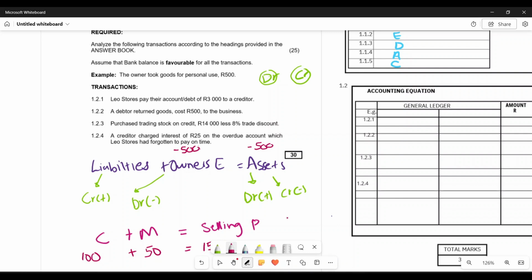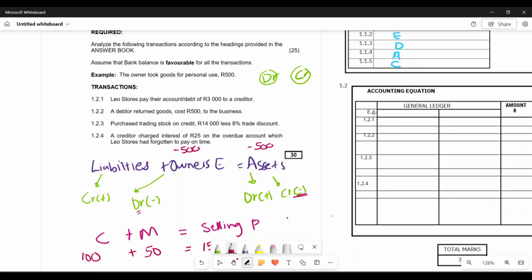Now, remember that your assets, which is your trading stock, would decrease by 500, meaning that your trading stock account, you would credit it. Here, we said your owner's equity decreases on the debit side, meaning that your owner's equity account is the one that is going to be debited, right?